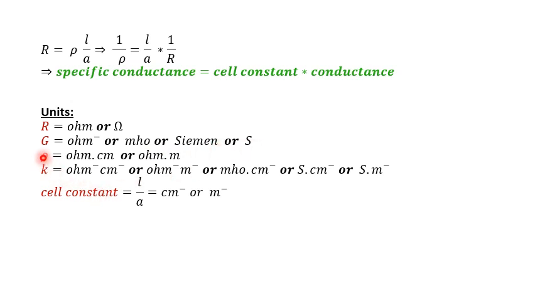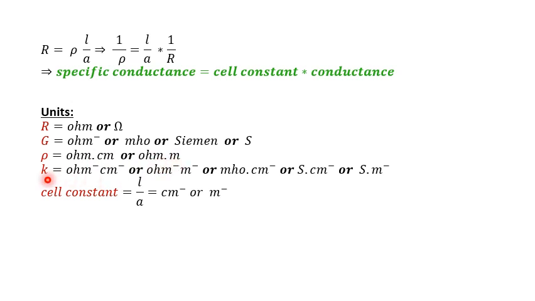Next, rho. Rho equals ohm into centimeter. That means R is in ohm, L is in centimeter, A is in centimeter square, so centimeter and one centimeter get cancelled. Rearranging, you will get ohm centimeter or ohm meter. One is CGS and the other one is MKS.